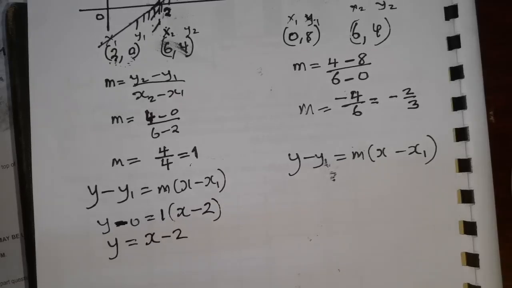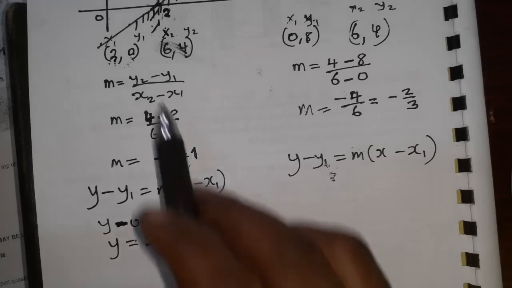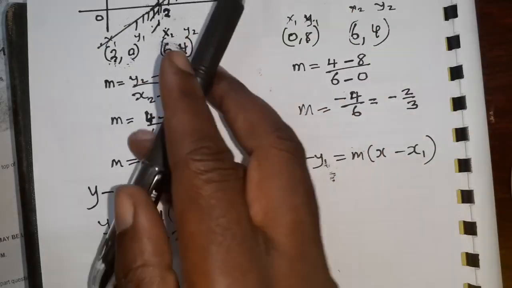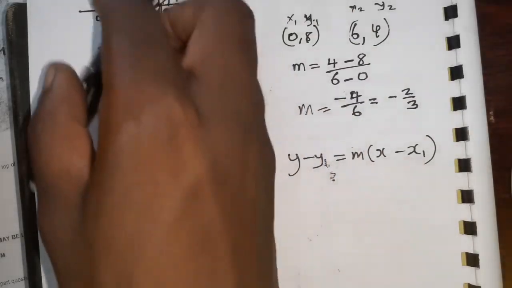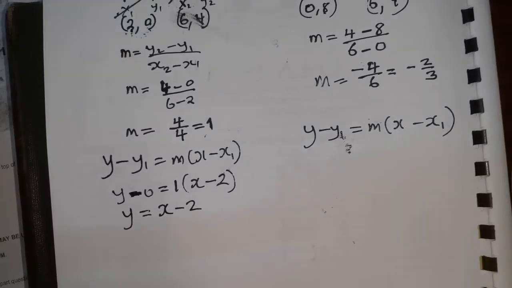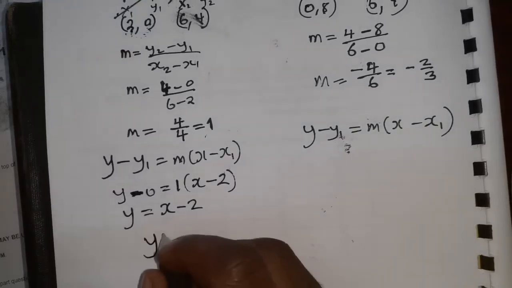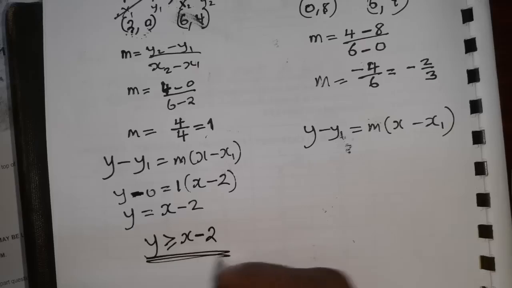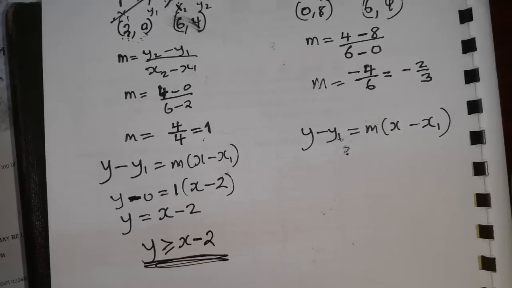Okay? Now you should know which one is this? This one. Okay? So this region that we want is above this line. It's greater. So I'm going to write it. Because the line is solid, I'll write it like this. This is what is going to be my other answer.